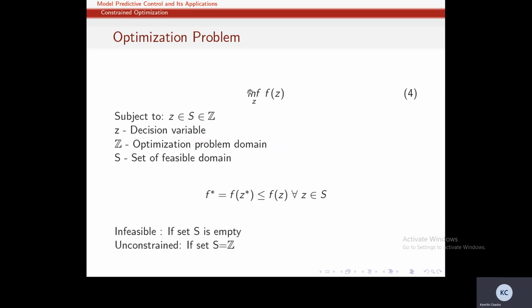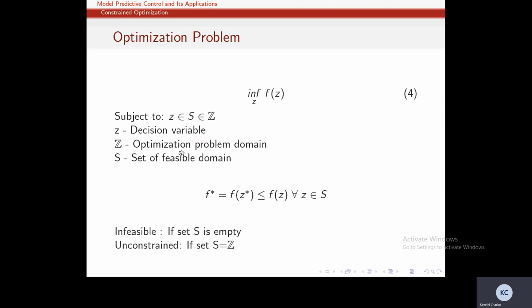What we are doing is either minimizing or maximizing a function. We are trying to minimize or maximize f of z, where z are the different variables, subject to z belonging to S, where S is the set of the feasible domain. The feasible domain is defined by constraints, so we cannot consider the entire space for optimization. We consider a certain feasible space based on the constraints, where we have to find a solution. And z are the decision variables, so we will be adjusting and substituting different values of z to minimize or maximize this function.